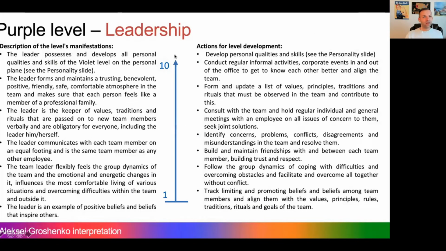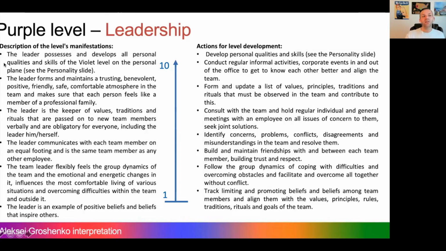So, the very important thing, right? The leader is the same personality, but with additional roles, responsibilities, opportunities, maybe rights, and resources. So, the description of the criteria, right, of the purple level from a leadership perspective.